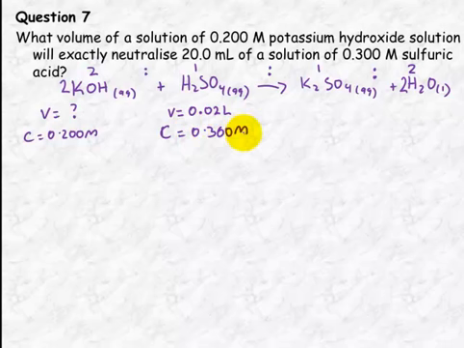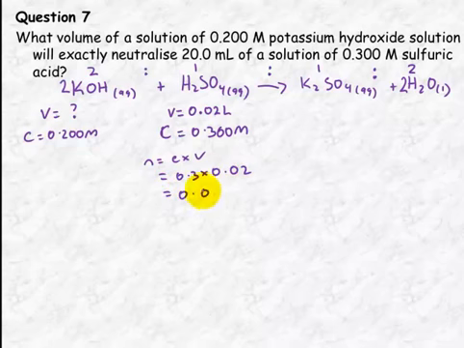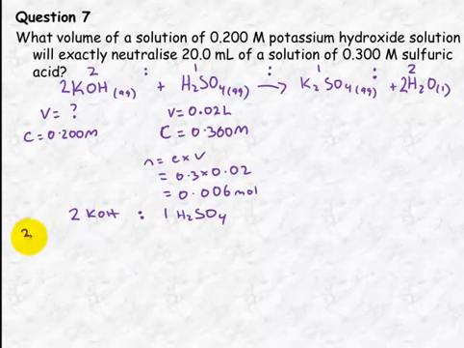And your concentration equals 0.300 molar. You can see a C and a V here, so straight away we know we can work out n equals C times V, which equals 0.3 times 0.02, which equals 0.006 mole. I've got a 2 to 1 ratio. 2 KOH will give me 1 H2SO4.